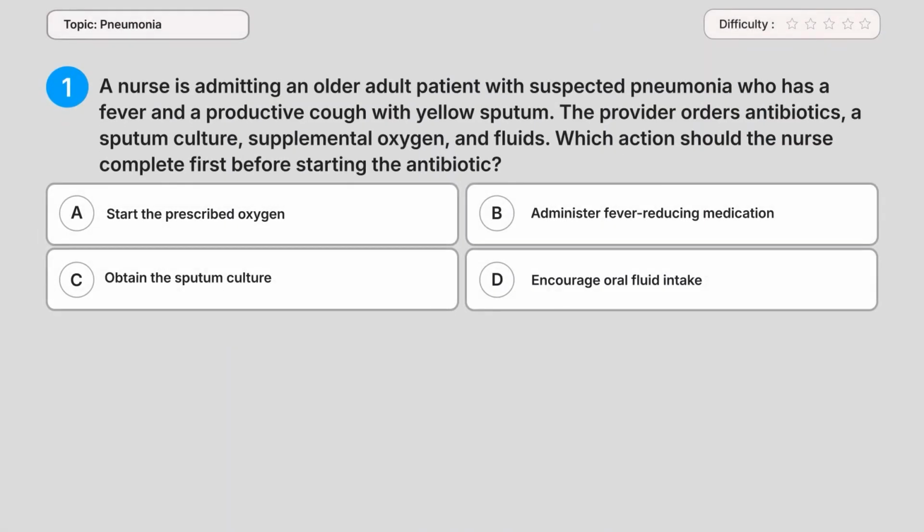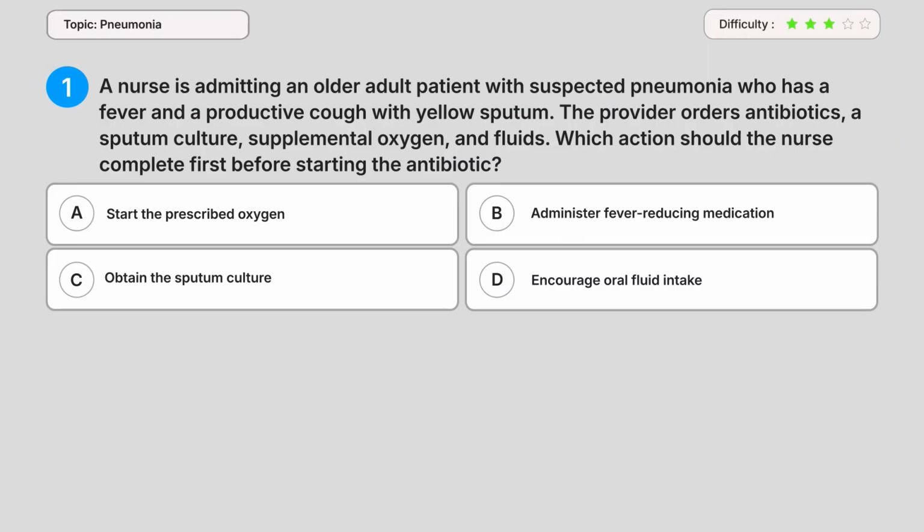Question 1. A nurse is admitting an older adult patient with suspected pneumonia who has a fever and a productive cough with yellow sputum. The provider orders antibiotics, a sputum culture, supplemental oxygen, and fluids. Which action should the nurse complete first before starting the antibiotic?